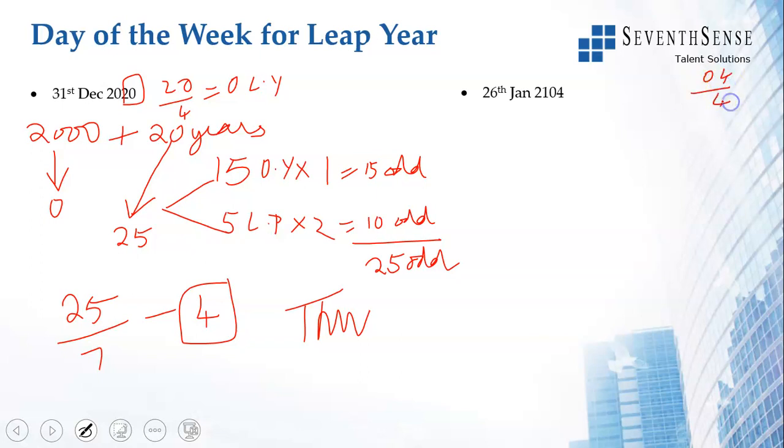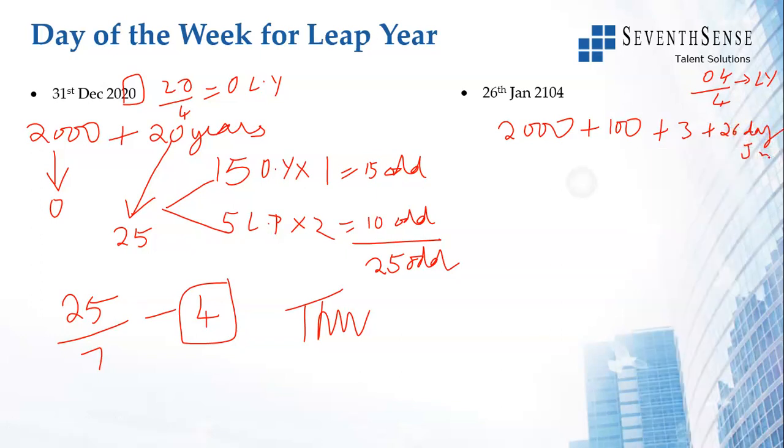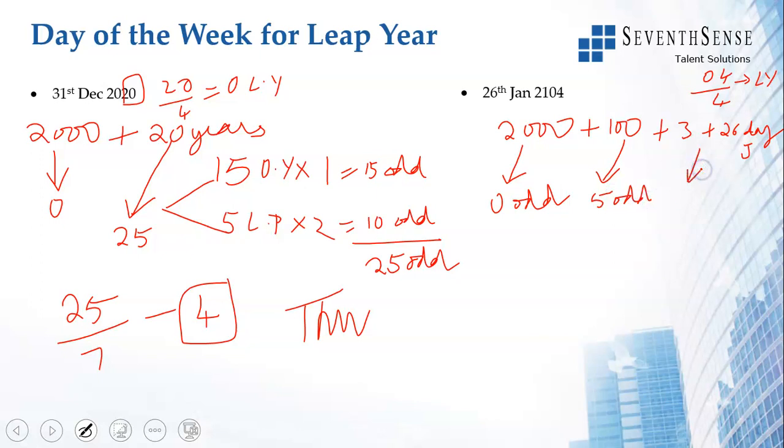04 divided by 4 is 0 remainder, so it's a leap year. So now I do it as 2000 plus 100 plus 3 plus 26 days of Jan. Okay, 2000 plus 100 is 2100 plus 3 is 2103 plus 26 days of Jan. So 2000 gives me 0 odd days. 100 gives me 5 odd days. 3 years gives me 3 odd days because there is no leap in between. So it gives me 3 odd days.